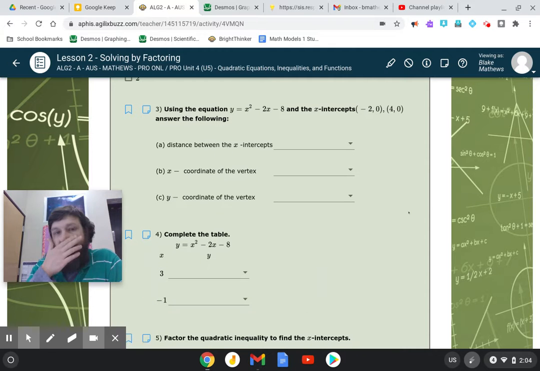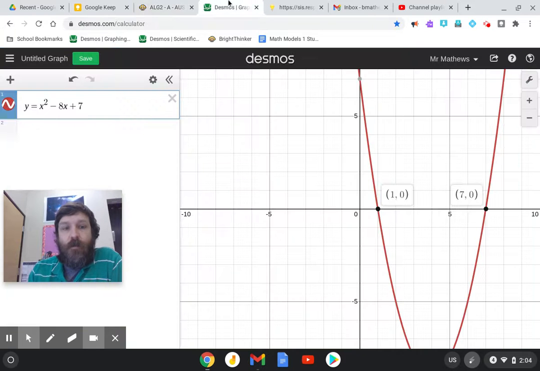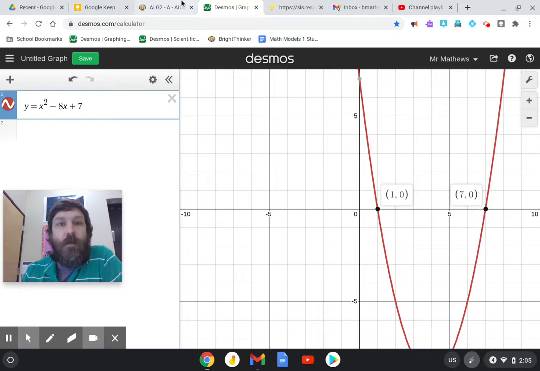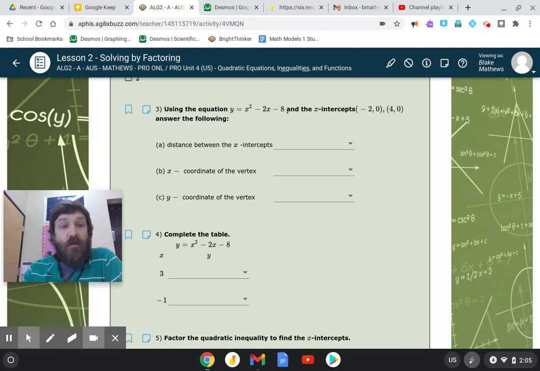Now, in the next problem, it says, using this equation and the x-intercepts, answer the following. What is the distance between the x-intercepts? If I was asked that on this problem, I would say there is a distance of 1, 2, 3, 4, 5, 6. There's a distance of 6 between the x-intercepts here. And so that would be what I would answer for the first part. That's all you have to do. Count the distance between the two x-intercepts.